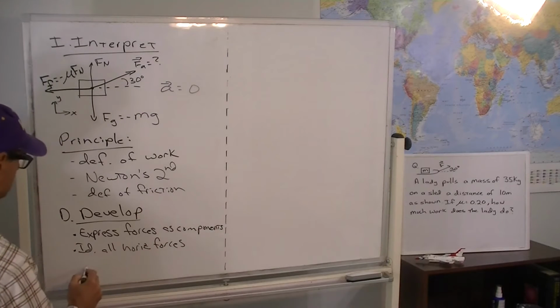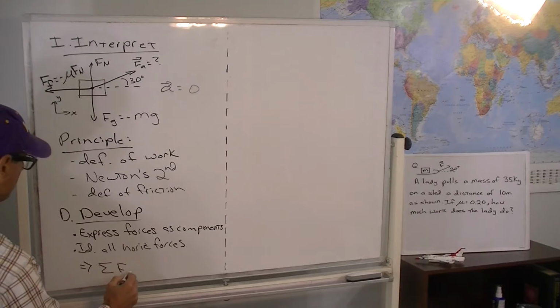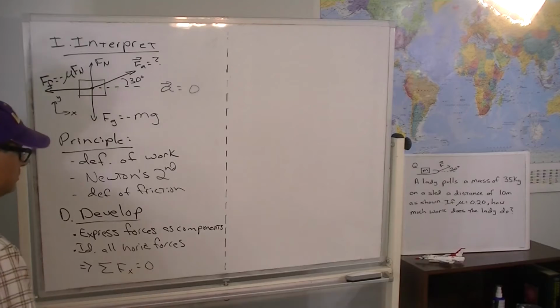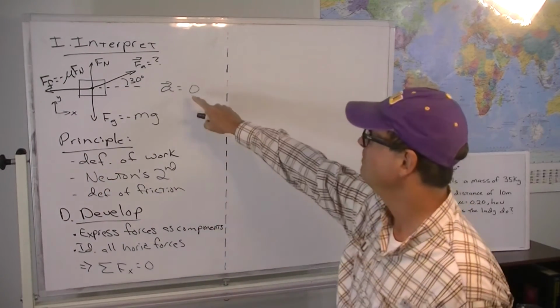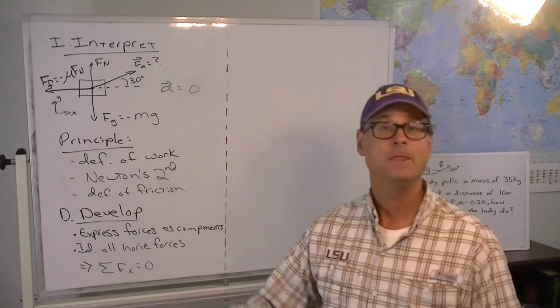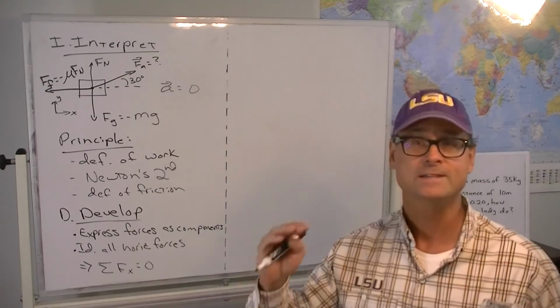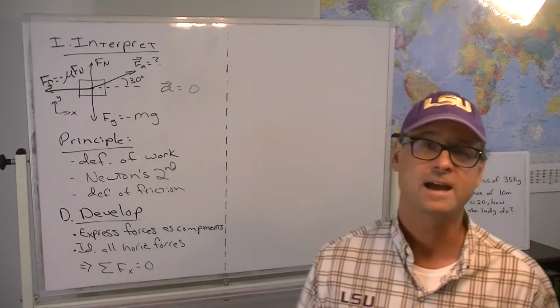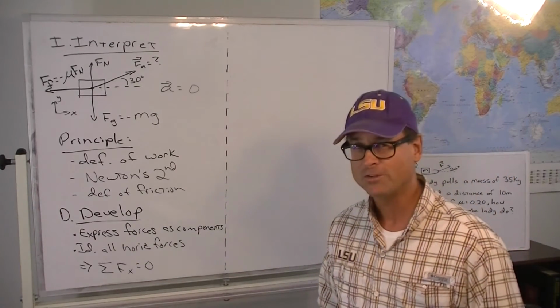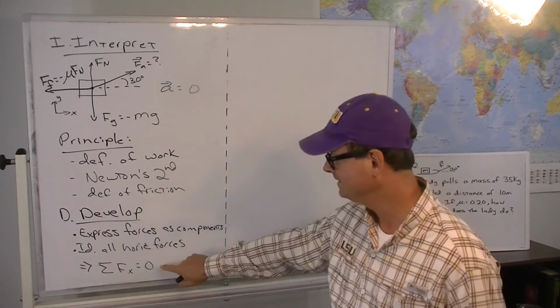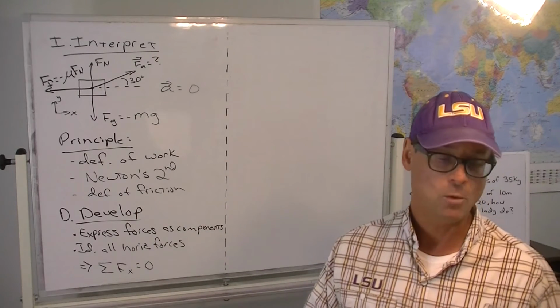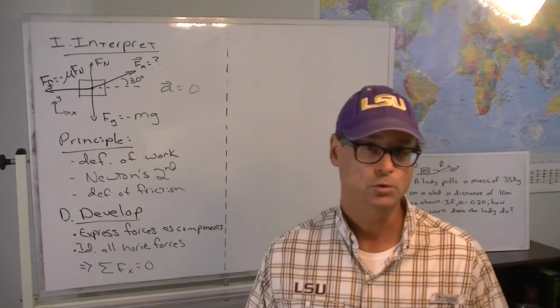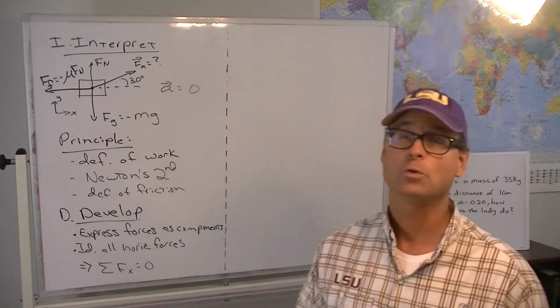And this is convenient because this allows us to set the sum of all the horizontal forces equal to 0. And why is that true? It is true because the acceleration is 0, right? In the problem statement, it said that the lady was pulling the sled at constant velocity, so there's no horizontal acceleration, which means the net horizontal force is 0. That's why it's true. Well, why is it useful? We'll see that in the course of solving the problem.